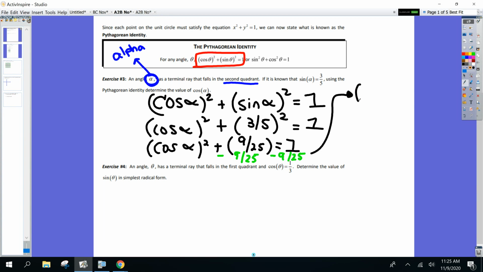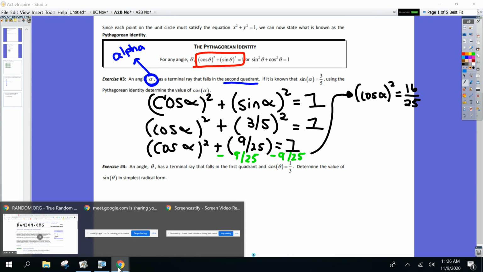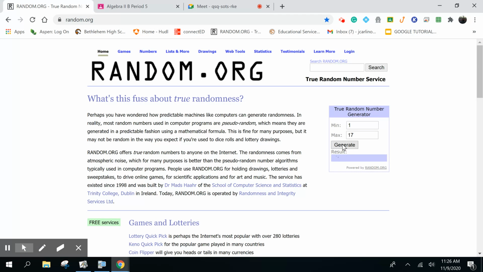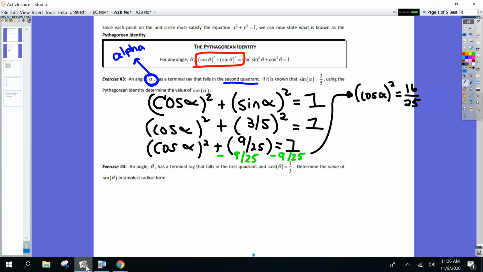So now I'm left with cosine alpha all by itself squared equals 1 minus 9/25. 16/25? All right, so I got 16/25. Not there yet. I got one more step. How do I get that cosine by itself now? Algebra. Bassett, how do I get that cosine by itself? Suggestions?